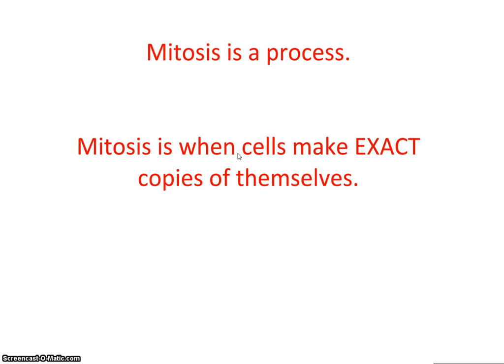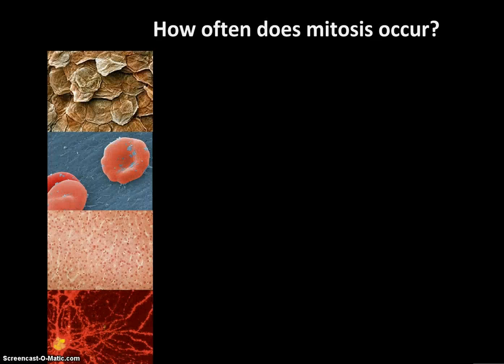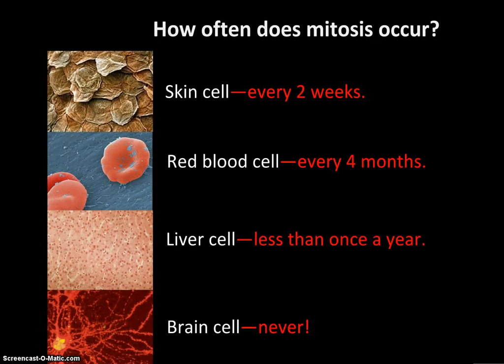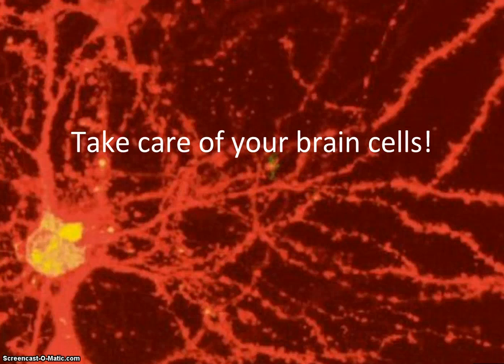Okay, so mitosis is a process. It is when cells make exact copies of themselves. Super, super important that you know it's a process, and it's when they make an exact copy. How often does it happen? Skin cells every 2 weeks, every 4 months for red blood cells, liver cells once a year, and brain cells almost never can duplicate. So please take care of your brain cells. And what this means is to please don't do drugs, don't do alcohol, don't smoke, don't do anything that would hurt your brain because you can't make those cells again.